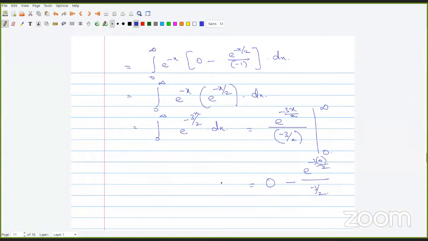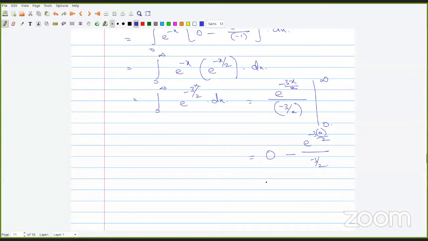Sir, is it not minus 3 by 2 in the numerator itself? Because the integral of e to the power minus 3x by 2, the 3x by 2 will be minus 3 by 2, right? I thought it will come in the numerator. Okay, this is an integration, it's not differentiation. The integral of e to the power nx dx will be e to the power nx divided by n.